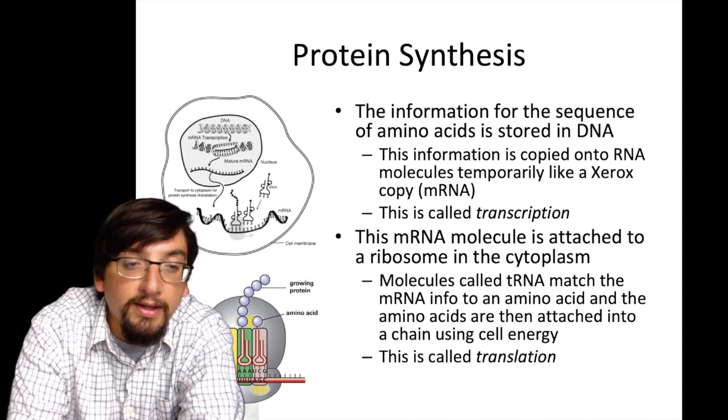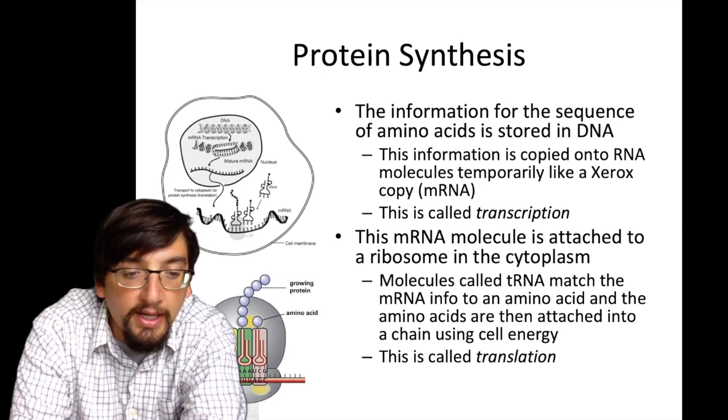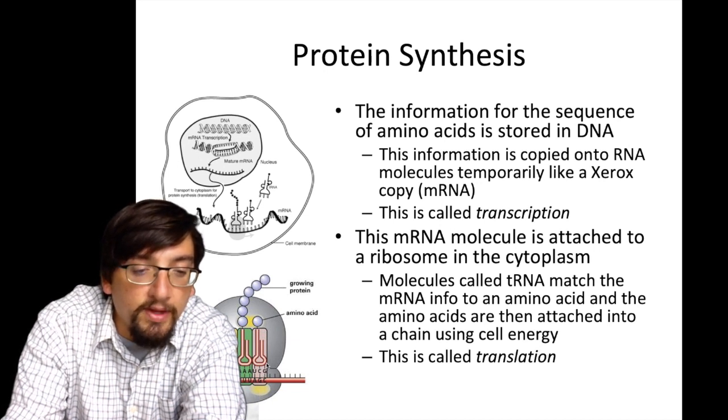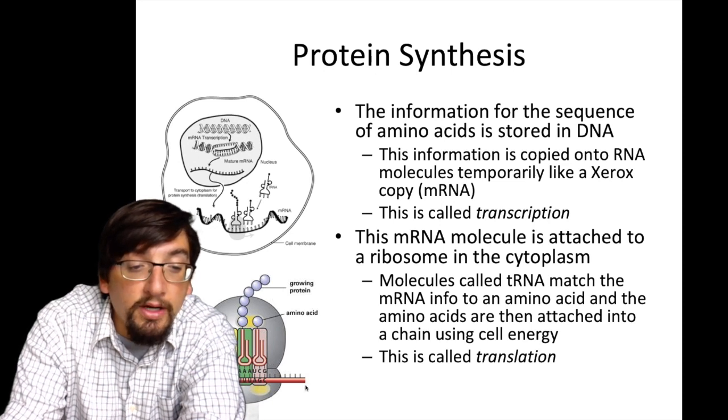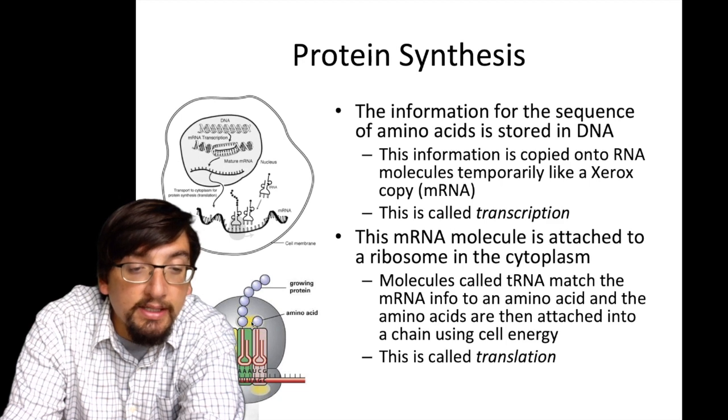The RNA molecule then leaves the nucleus and goes to what's called the ribosome, which is a structure that's in the cytoplasm. The ribosome binds, and this big gray guy here is the ribosome. The ribosome is basically a workbench that allows the mRNA molecule to match up with what's called the tRNA molecule. And the tRNA molecule matches the mRNA molecule on one side to an amino acid on the other.